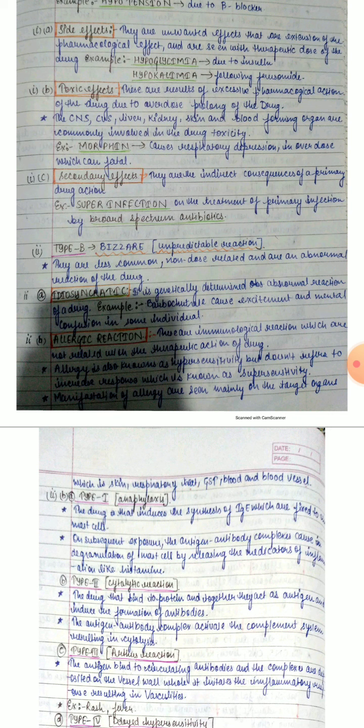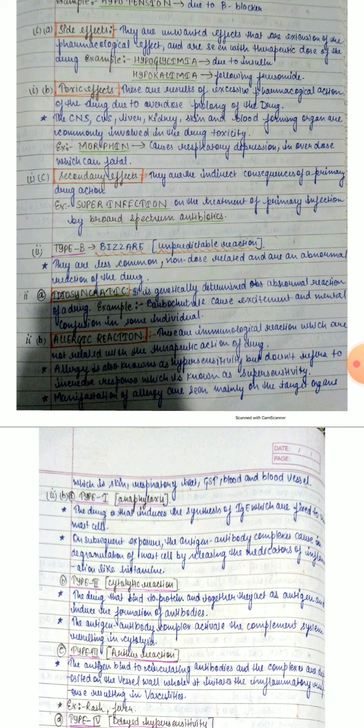Type B is basically classified into two: idiosyncrasy and allergic reactions. Idiosyncrasy is related to a genetically determined abnormal reaction to the drug. For example, barbiturates or benzodiazepines cause excitement and mental confusion in some individuals, although these are given to reduce depression or anxiety.